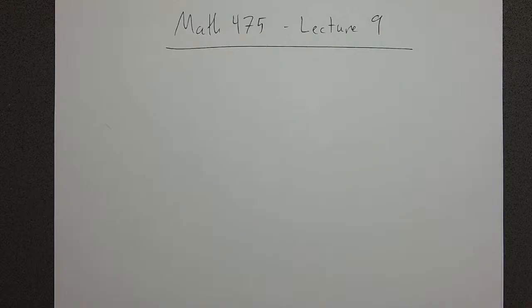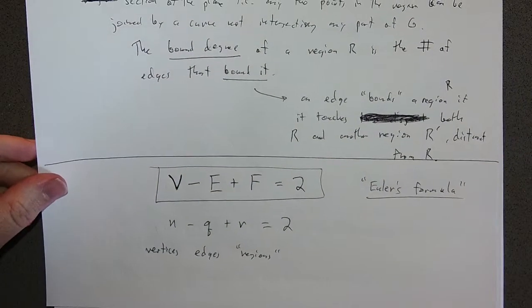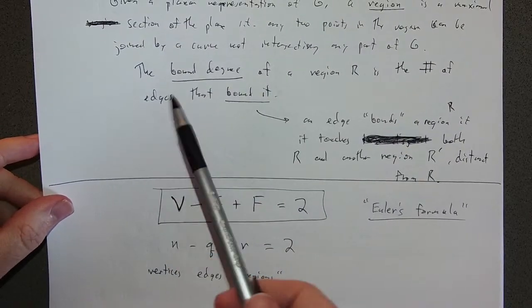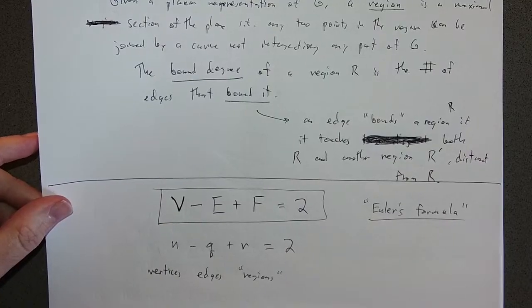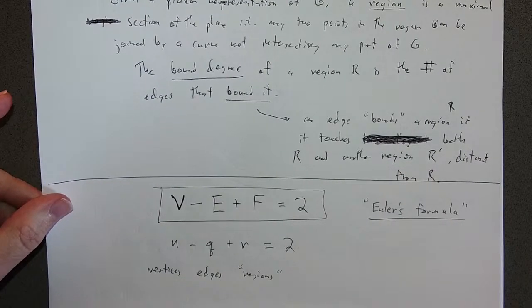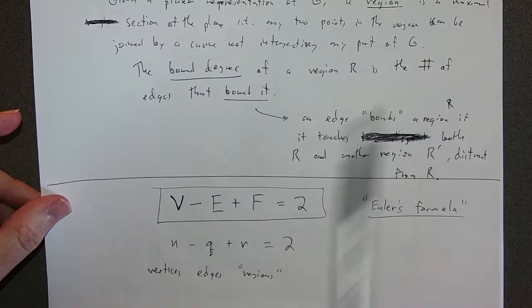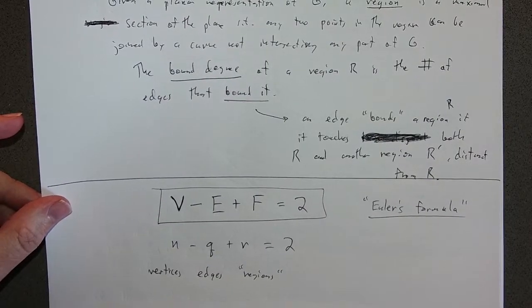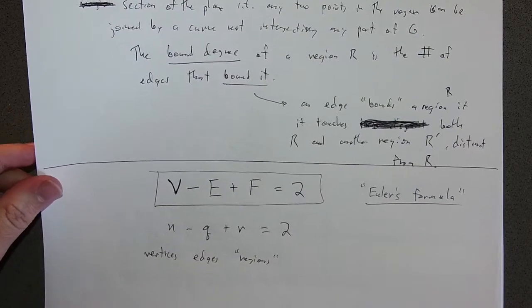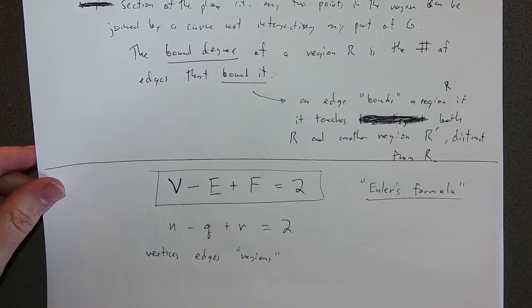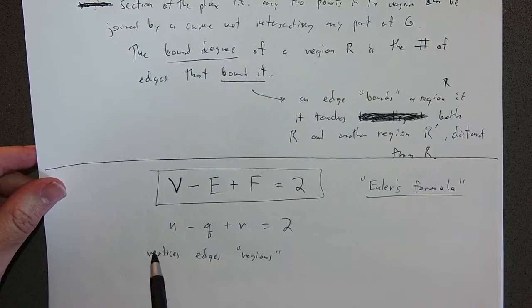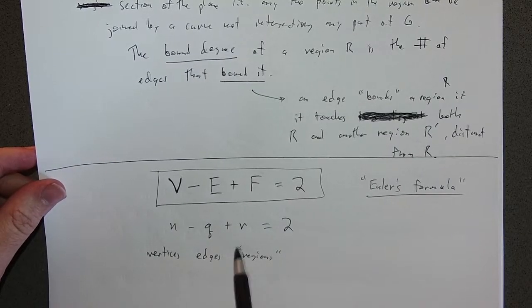Okay, so at the end of lecture last time, I had mentioned this fact. I had written it like this. First of all, we defined the bound degree of a region. Remember how we had defined a region of a planar graph. The bound degree was the number of edges that bound it. I'll do a quick example of that here again in a second. And then we noticed that for some of those examples we looked at last time, there was a pattern where the number of vertices minus the number of edges plus the number of regions was always 2 for every single one of those examples.